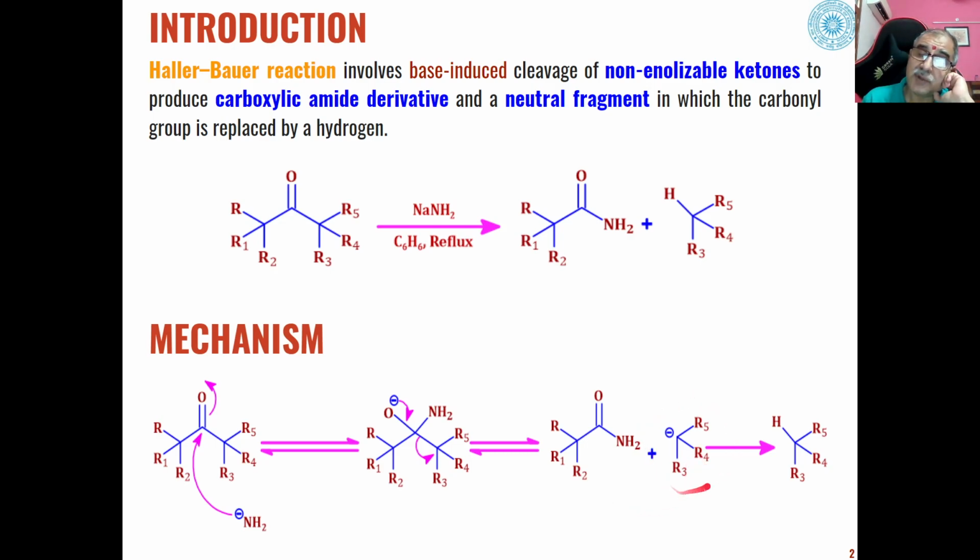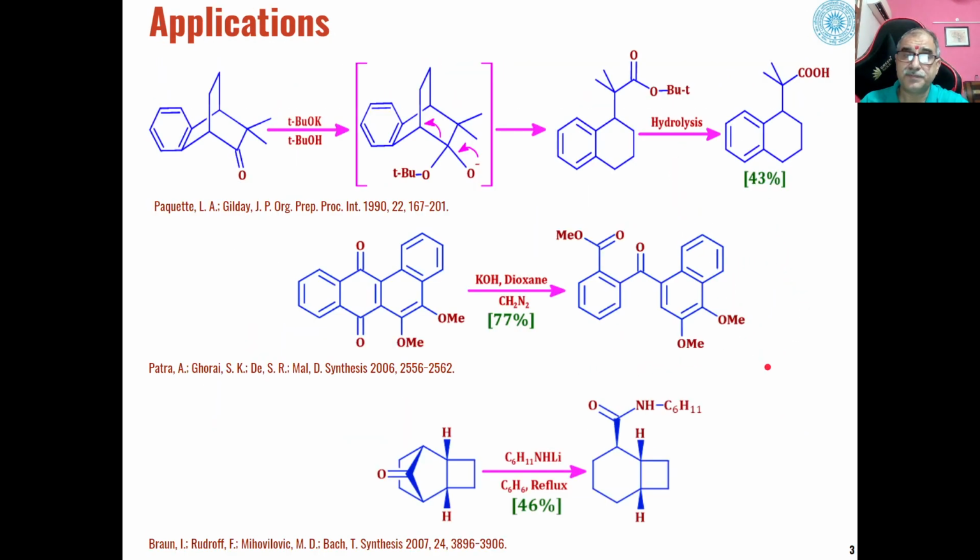Then this carbanion form will take up a proton from the ammonia, or other protic solvent which is being used, and this will be converted into this neutral fragment. So basically, a non-enolizable ketone breaks through a carbon-carbon bond in the presence of strong bases to give us amides and neutral fragments as the products.